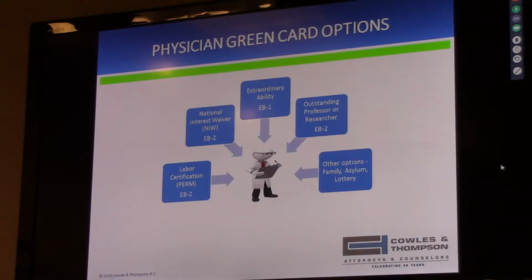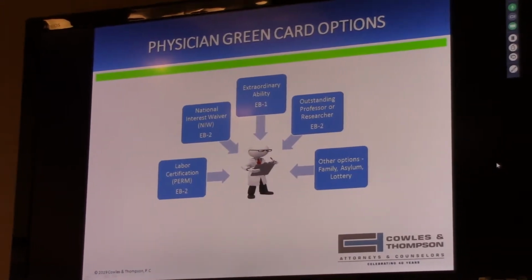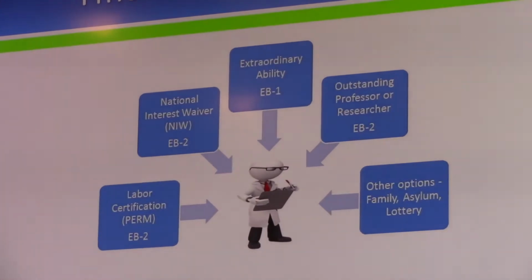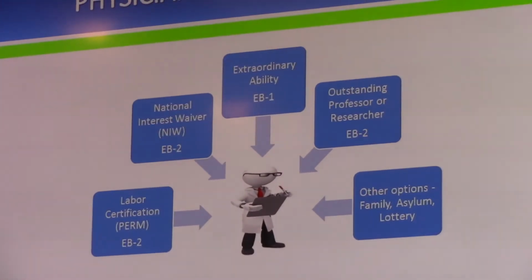So the options, we have different options. Those are the main options, or actually the only options: labor certification, national interest, extraordinary ability, and the extraordinary ability, it is just straightforward extraordinary ability or professors and researchers. For purposes of this conversation, we are going to briefly talk about professors and researchers, because that's a very specific area. Very few meet that one. Other options are family, asylum and the lottery.